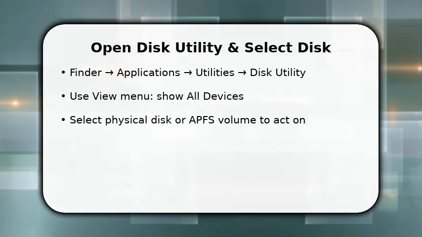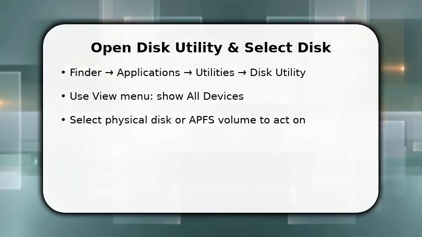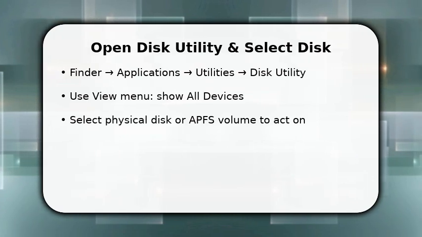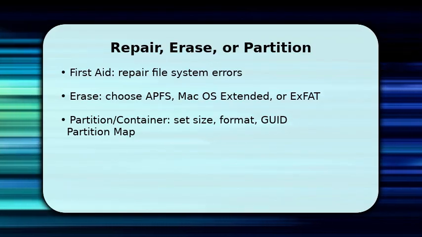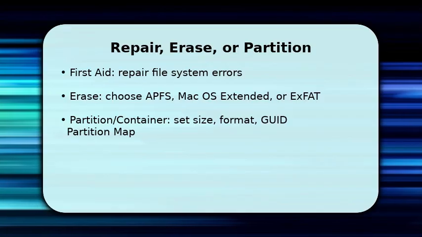You now decide whether to repair, erase, or partition. If files behave oddly, run first aid and review the report. It fixes permissions and directory errors. If erasing, pick the correct format: APFS for modern macOS, macOS Extended for older versions, ExFAT for cross-platform drives, and confirm the name and scheme.